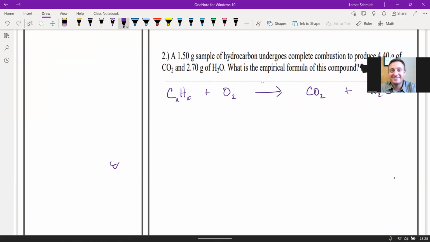If you thought that one was fun, wait. All right. So in this one, this is a little bit different makeup, but it's still, we have an unknown substance. CxHx, we don't know what that is. We want to know what is the empirical formula of this compound. What we know is we have a 1.50 gram sample of a hydrocarbon.